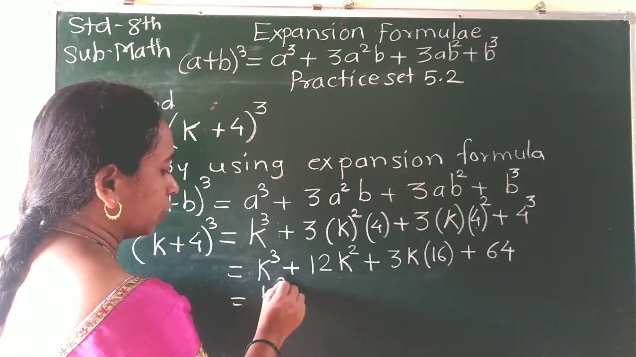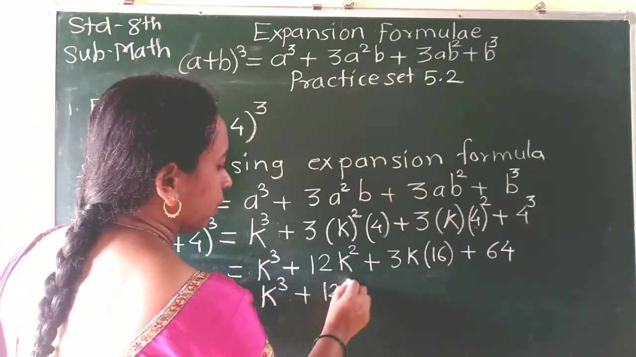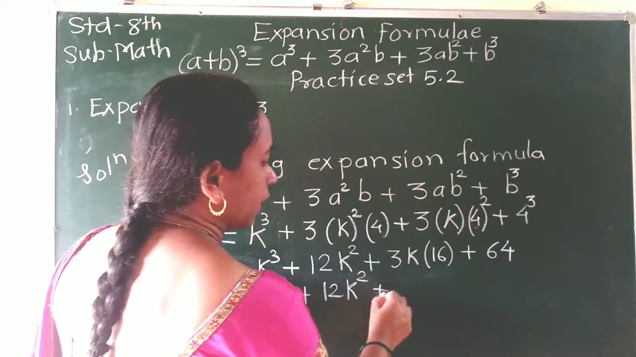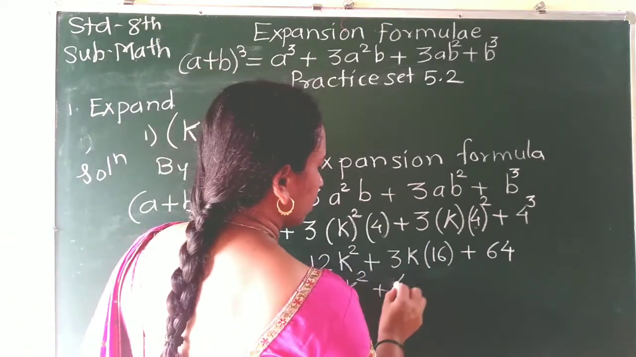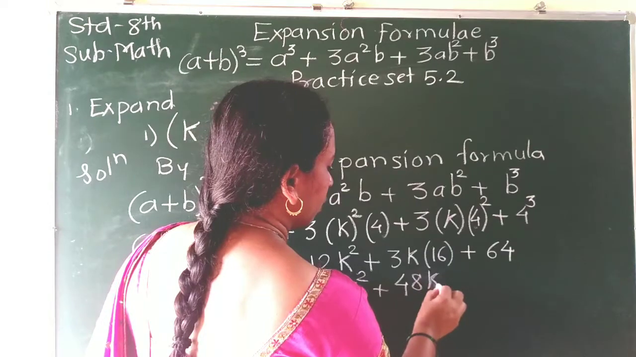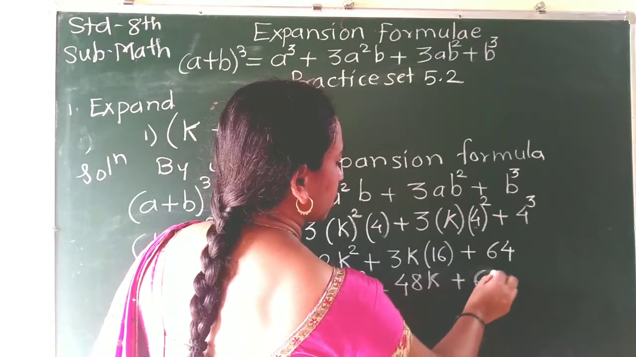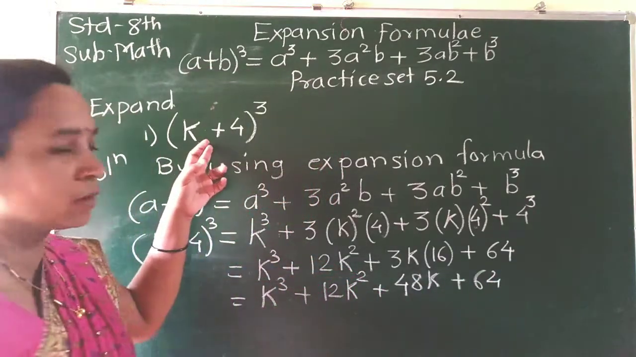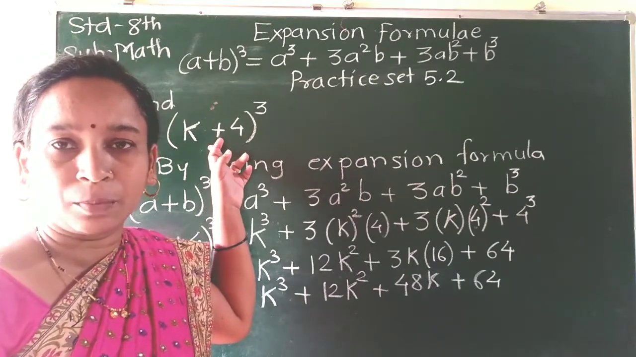Then k cube plus 12 k square. Again here I can multiply. It is 48k plus 64. So this is the expansion of this cube of the binomial.